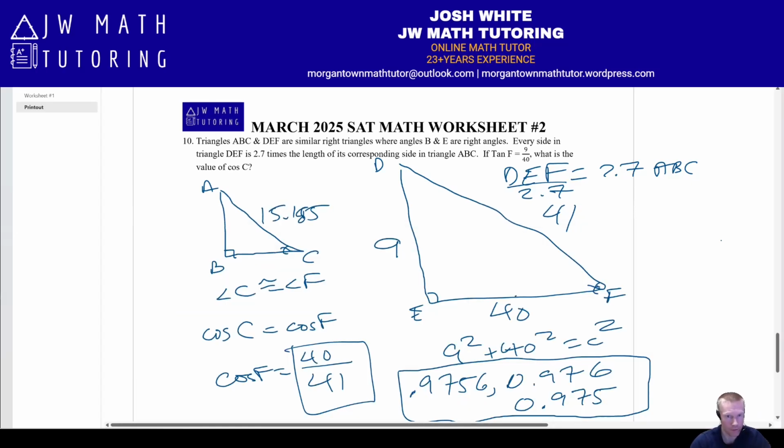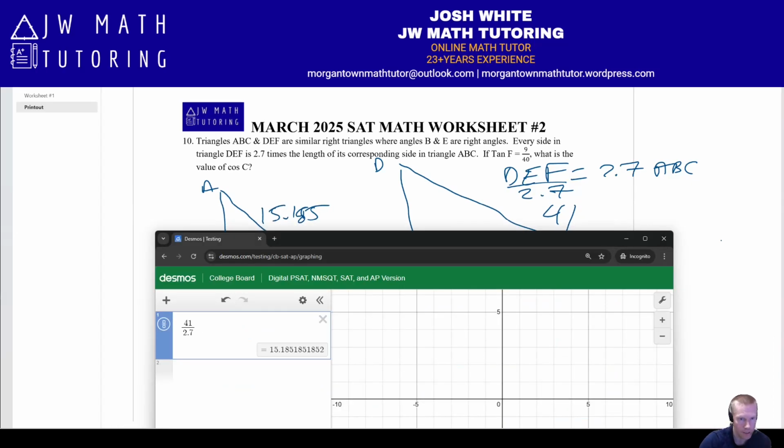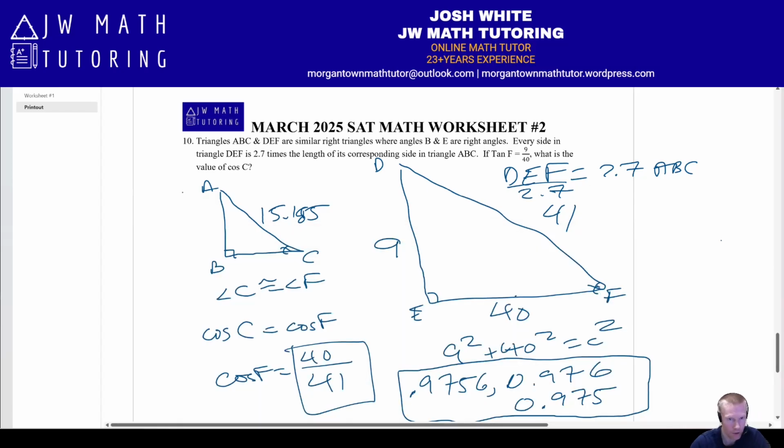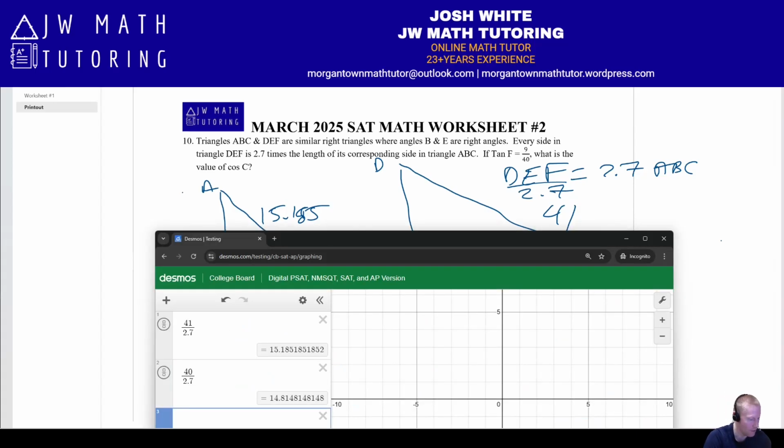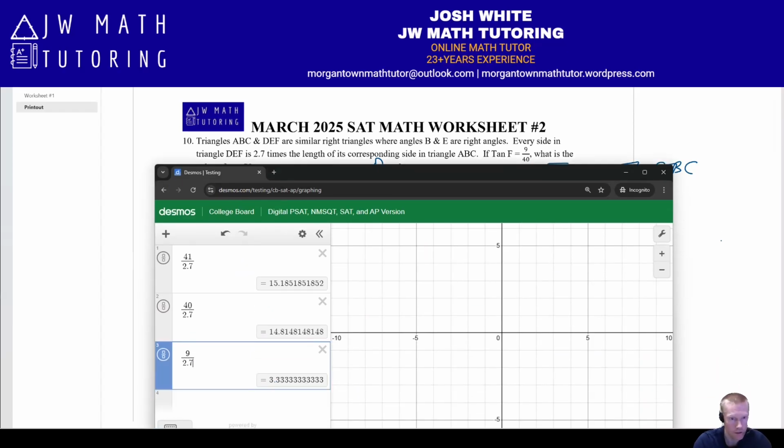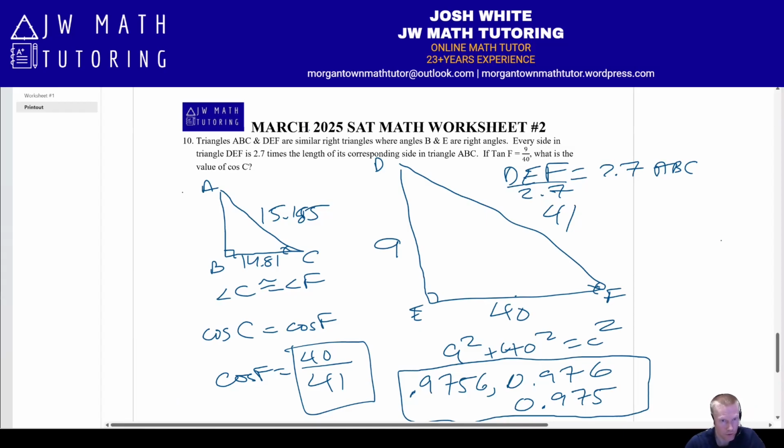15.185, blah, blah, blah. And then you could also do 40 divided by 2.7. 14.81. Again, I'm going to use the exact values. I'm just writing these down as temporary things. 9 divided by 2.7. 3.3 repeating.